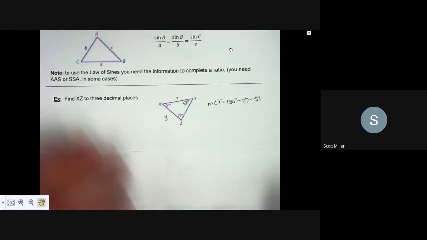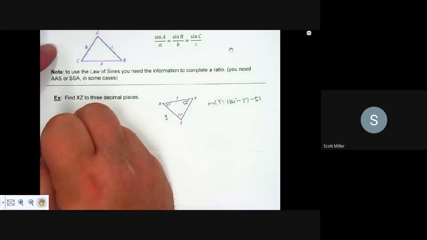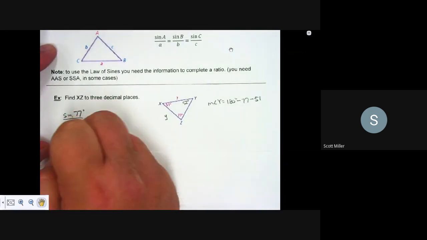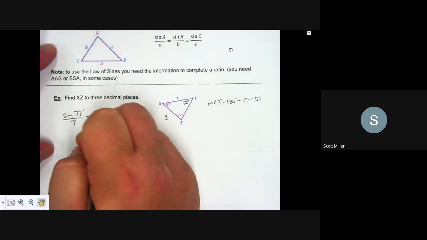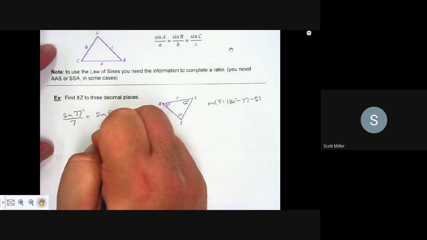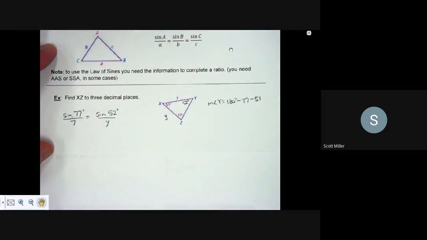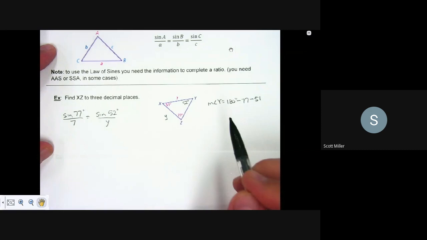Once I have that, I can use my complete ratio. So the sine of 77 degrees over 7 is equal to the sine of 52 degrees over side length y. And that's your setup: that ratio, that ratio.